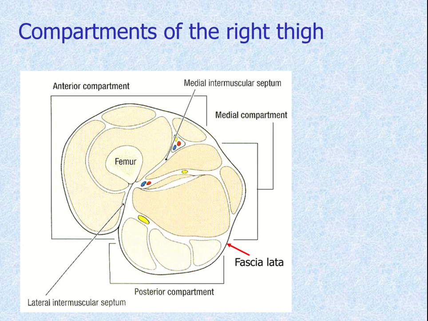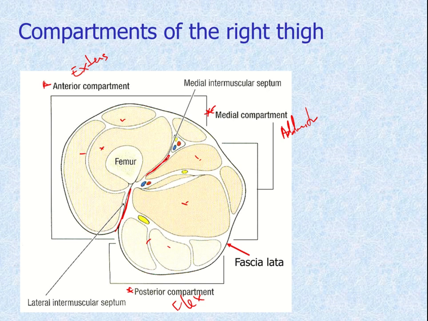Then compartment of the right thigh, you have three compartments. There are two intermuscular septa, lateral intermuscular septum and the medial intermuscular septum, just like in the arm. And even though there are two septa, it divides the thigh into three compartments: anterior compartment, posterior compartment and the medial compartment. The anterior compartment is also called extensor compartment, and the posterior compartment is also called flexor compartment, and the medial one is also called adductor compartment. And there are many muscles in these compartments, as you can see here. Detailed names of these muscles and everything you will learn later.